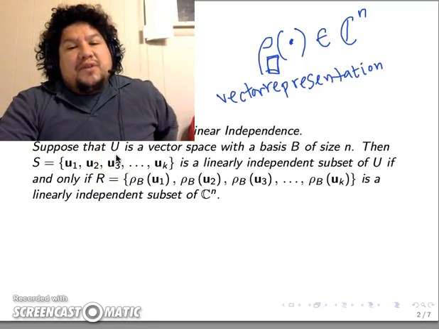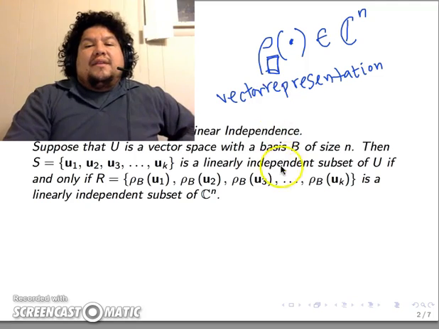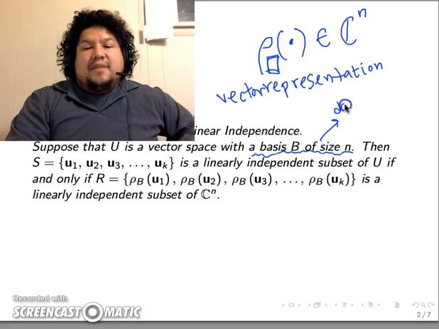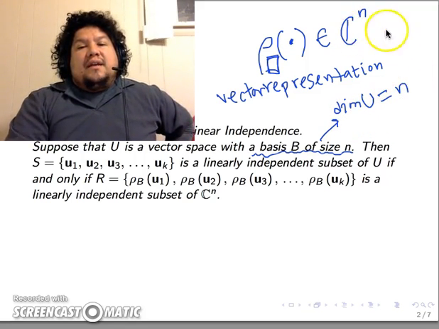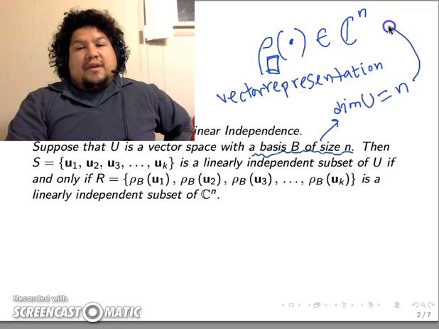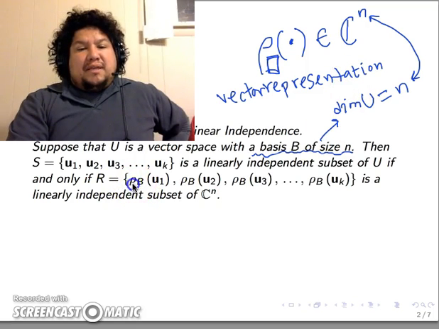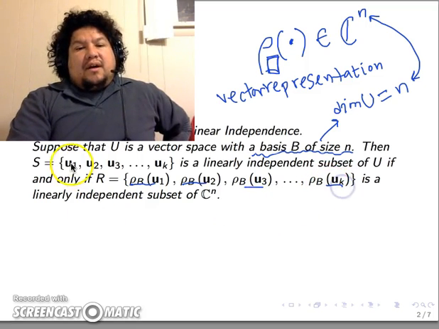Suppose we have a vector space U, and that vector space has a basis B of size n. So this portion of the premise of this theorem is telling us that the dimension of the vector space U is n. That is something we're going to keep in mind, because this dimension is going to be directly related with the vector space Cn by means of these vector representations. These are vector representations on every member of this subset of U.